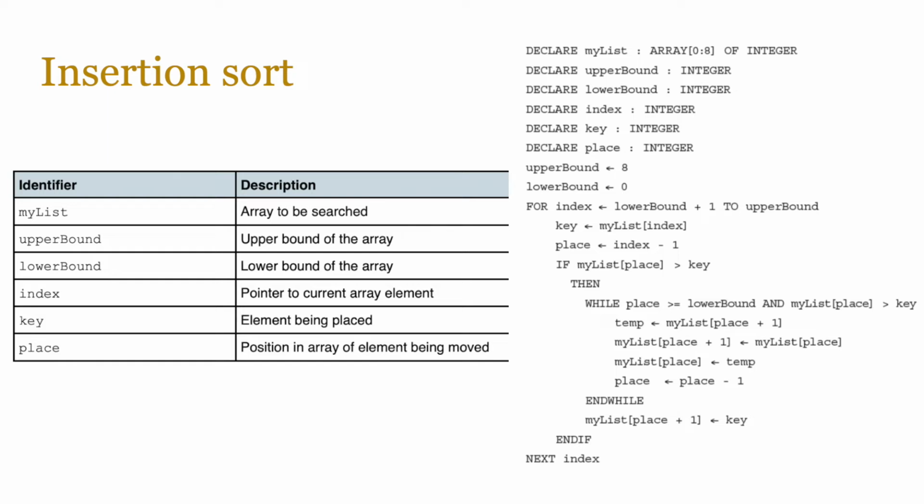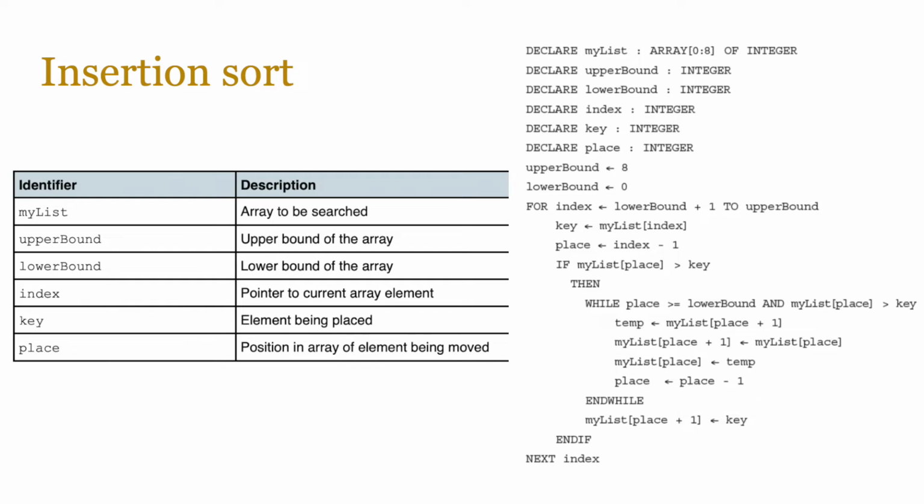So the key becomes the second value rather than the first one, because it's lower bound plus 1. So key contains the second value and the place contains the index of the first value. So it doesn't contain the value itself, it contains the index of that value, so that position. Key actually holds the value, whereas place will contain the position, the first position, in this case 0. We then compare the value that's in position 0 with the value that's been held in the key. And if it's greater, then we conduct a while loop where we swap the data if the conditions are met.